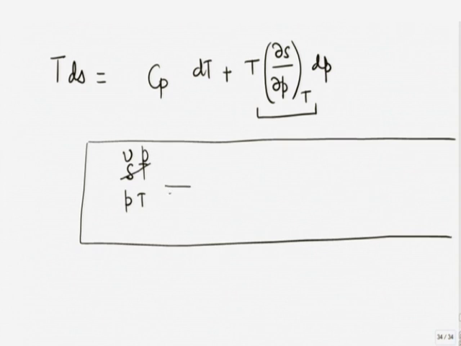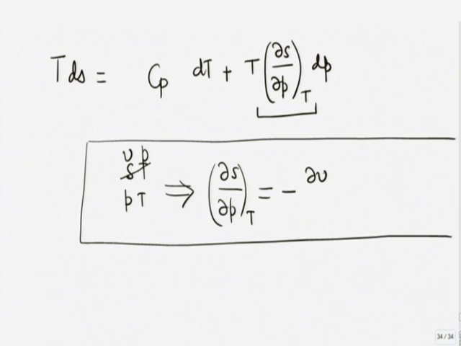This implies that what I started off with, the partial of s with respect to p at constant T, will be minus the partial of v with respect to T at constant p. You could do this by writing out the complete thing, but all this much symbolism is not necessary. Check that this is one of the Maxwell's relations or its reciprocal. Is that right? You have the printed version with you.